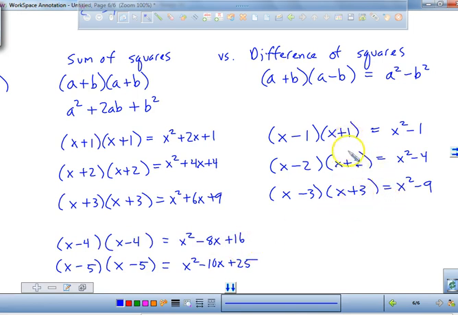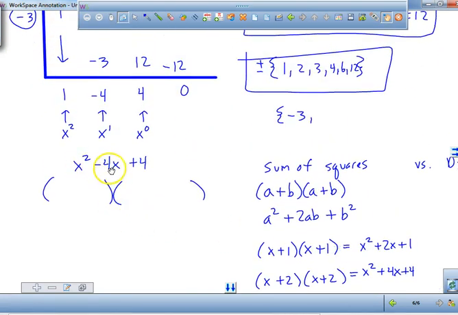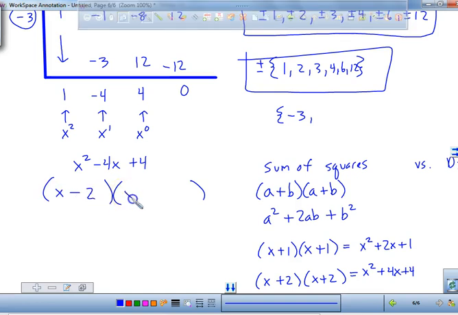What's the difference between a sum of squares and a difference of squares? Here we're always going to have a minus and a plus. Here we always have the exact same sign. If you go over to our problem, what does x squared minus 4x plus 4 factor to? x minus 2 and x minus 2. Because a negative times a negative is a positive, but a negative 2 plus a negative 2 is a negative 4.